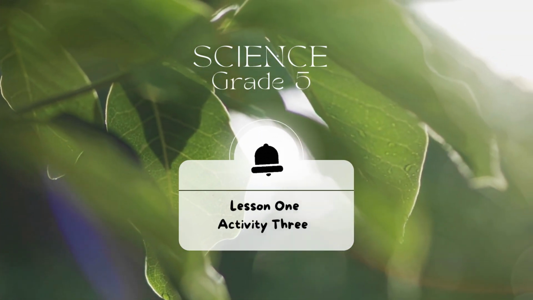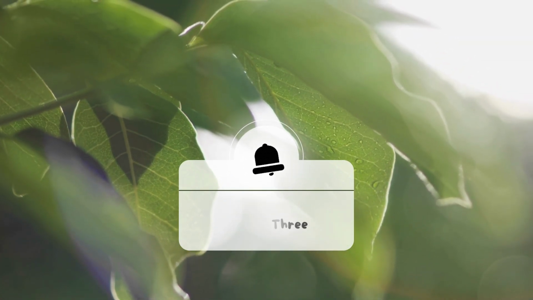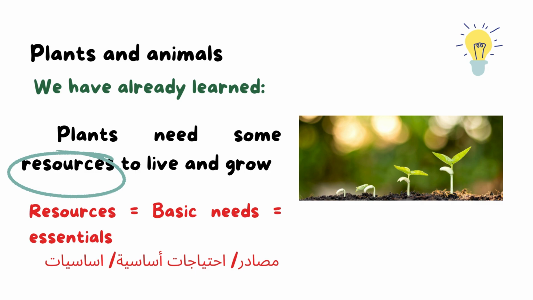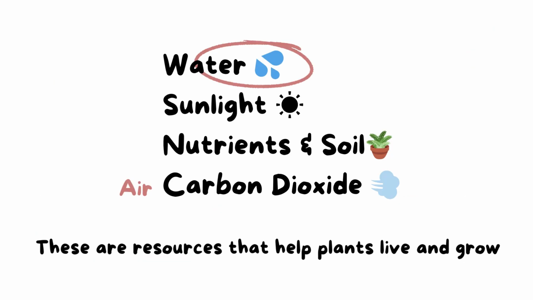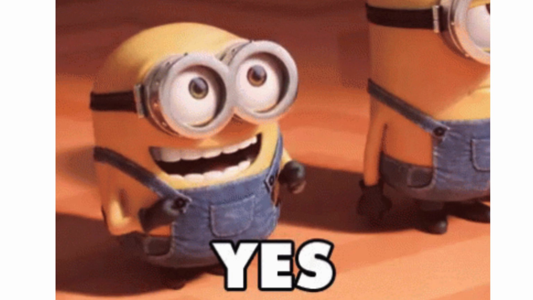As we have here, we know that plants and animals need some resources to live and grow. We mentioned that resources means basic needs, materials, essentials. So what are the resources that the plant needs? Yes, water, sunlight, nutrients, and soil, and carbon dioxide. So these are the resources that help plants to live and survive.